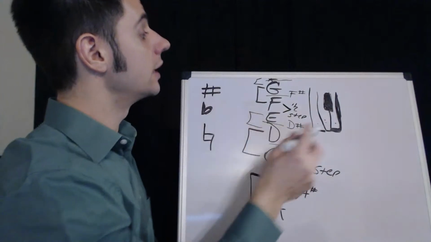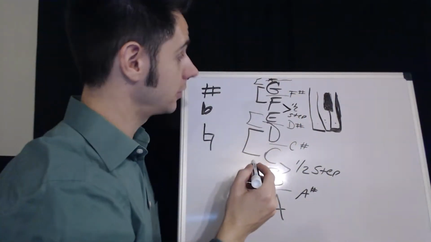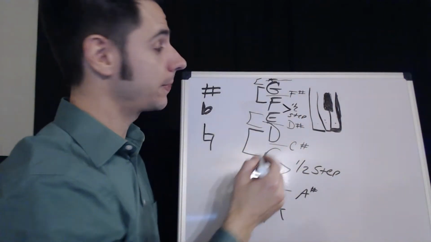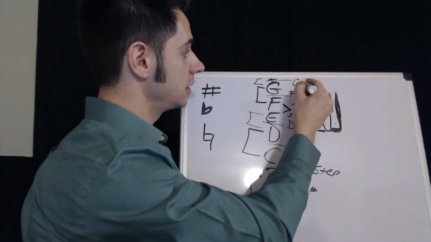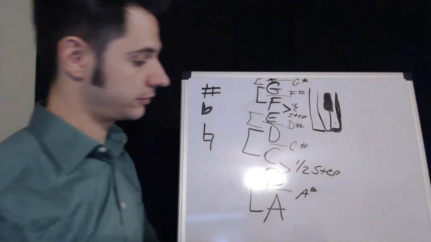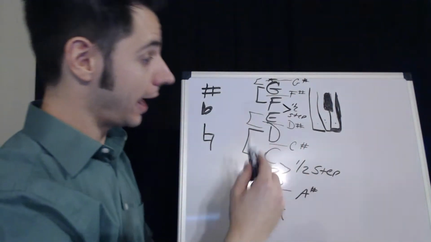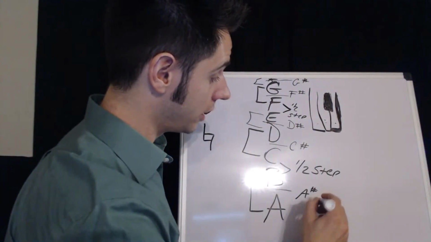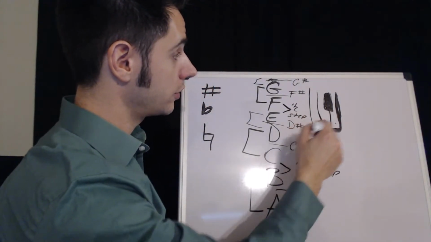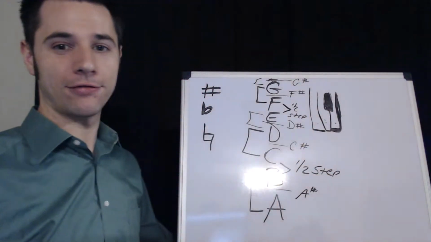All right. Then finally we have G to A. Okay, that's a naturally occurring whole step. Then that's going to be a G sharp. Okay. All right. So if we count them all up, here's 1, 2, 3, 4, 5.